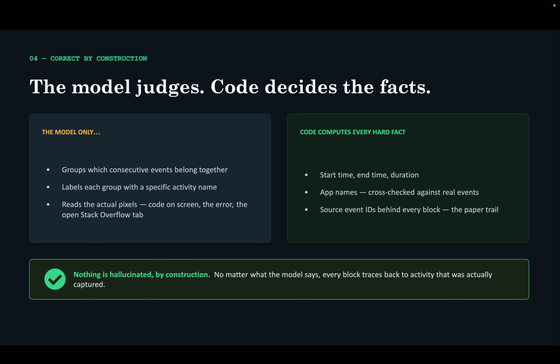So let's look at this slide. This slide is actually important to me because it's about trust. AI models make things up. We all know that. So I designed it so that the model is only allowed to do the soft judgment stuff. Every hard fact, the actual times, durations, and the app names, none of that comes from the AI. It's all computed in code straight from the real data. So no matter what the model says, every single entry can be traced back to something that actually happened on your screen. The only thing the model does is grouping the events, naming activities, and stuff.